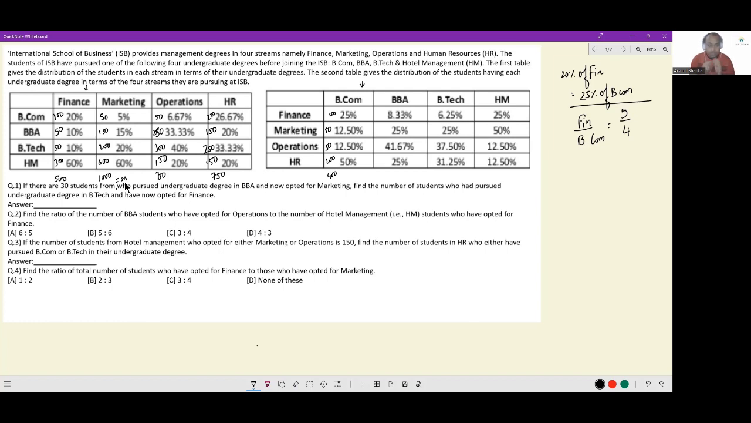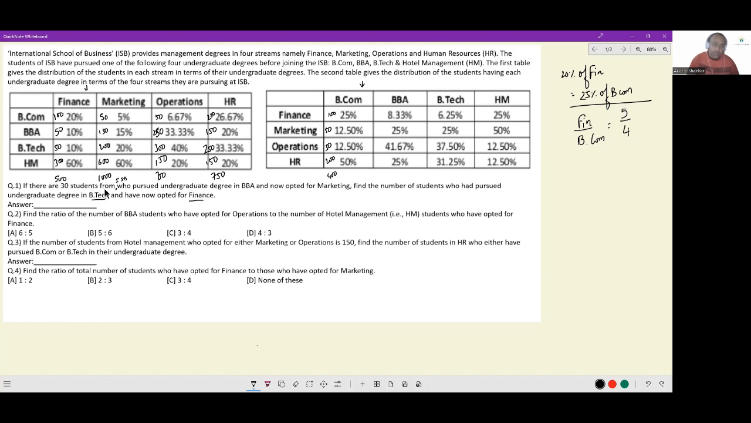So the BBA marketing combo is 30. For us, the number we have generated is 150. There are 30 students from ISB who pursued an undergraduate degree in BBA and have now opted for marketing. Find the number of students who had pursued an undergraduate degree in BTech and have now opted for finance. The BTech finance combo for us is 50.